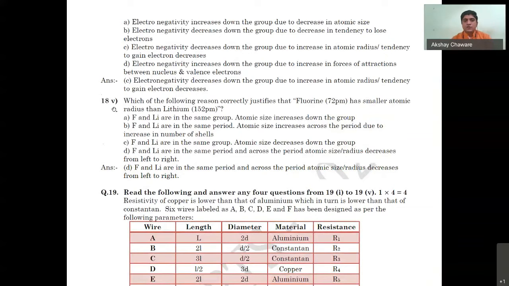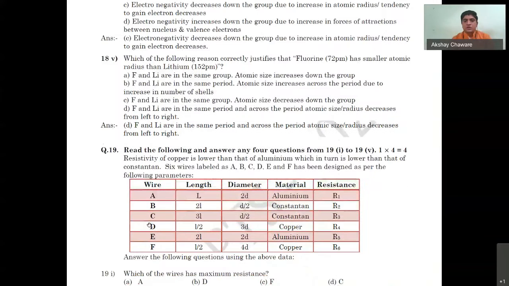Now 18.4, which of the following reasons correctly justifies that fluorine has a smaller atomic radius than lithium? So fluorine and lithium are in the same period, and across the period atomic size decreases from left to right. This is a periodic trend. So according to this periodic trend, the correct answer is D.